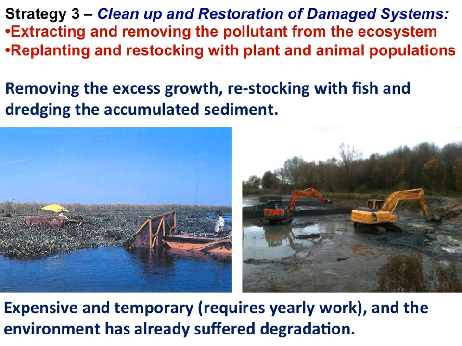Strategy 3 is the cleanup and restoration of damaged systems by extracting and removing the pollutant from the ecosystem and replanting or restocking with plant and animal populations. So for example, in the left image you can see the removal of excess growth of an invasive species, and this pond would then be restocked with fish. In the right image we see the dredging of accumulated sediment in a pond following pollution. Now we can evaluate it. This strategy is expensive and it is temporary as it requires yearly work. Also, the environment has already suffered degradation.